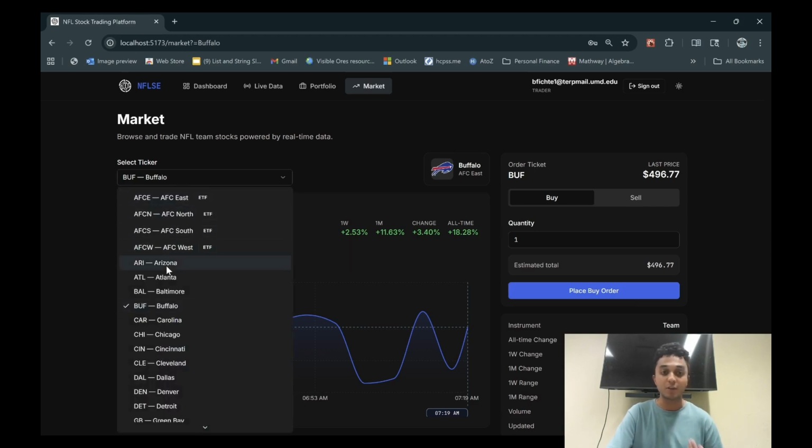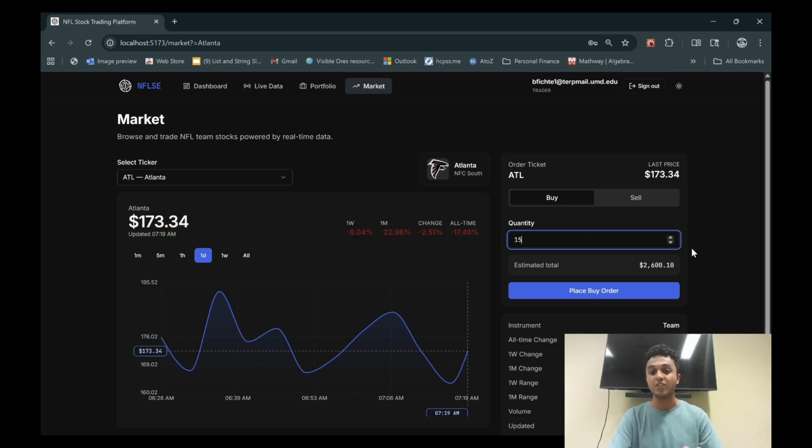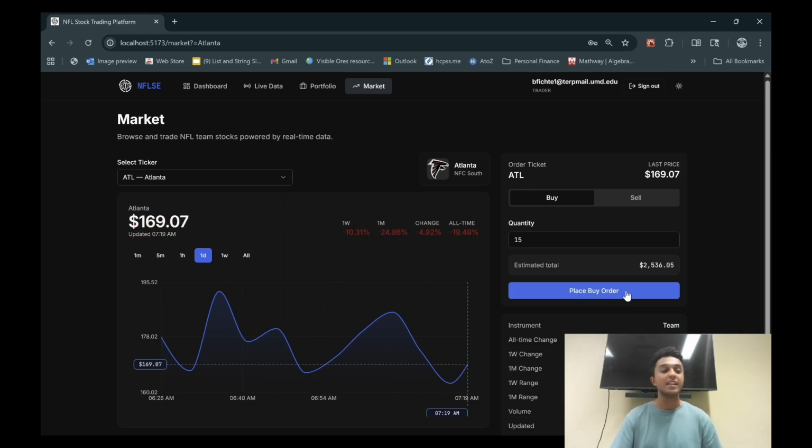Now let's say we want to invest in a team like the Atlanta Falcons. We can set a quantity, and if we want to do a buy order, we can buy 15 shares of the Atlanta Falcons. We can place this buy order, and it'll go through as long as we have enough money in the account. Now I'm going to pass it off to Rashid to talk a little bit about the portfolio.